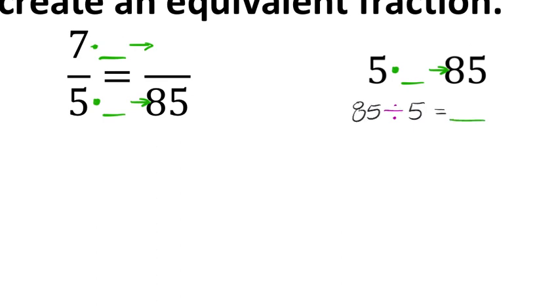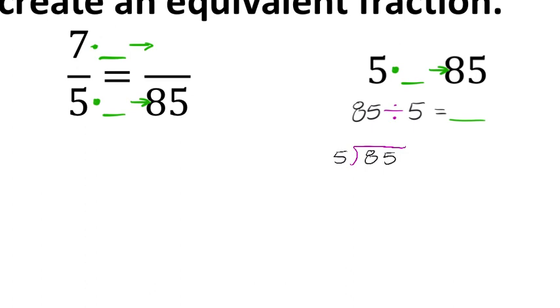This will tell me what I have to multiply. It's telling me back here what I got to multiply the 5 by in order to get 85. Well, again, I can't do that in my head. Maybe you can. But I'm just going to use long division here to divide 85 divided by 5.